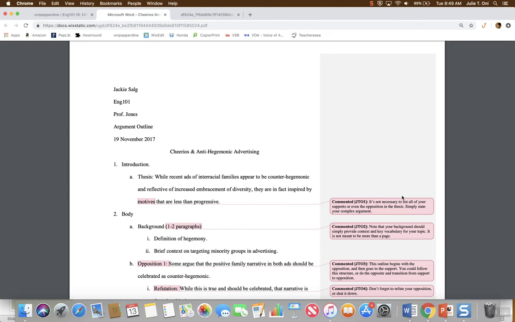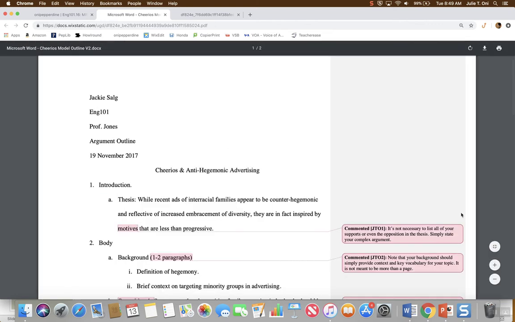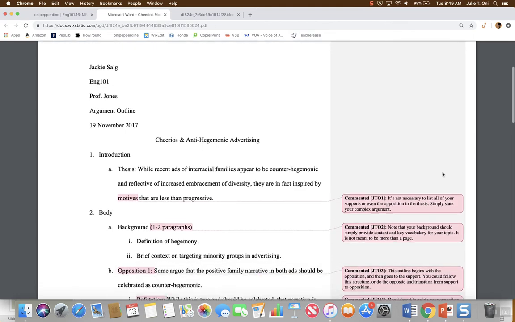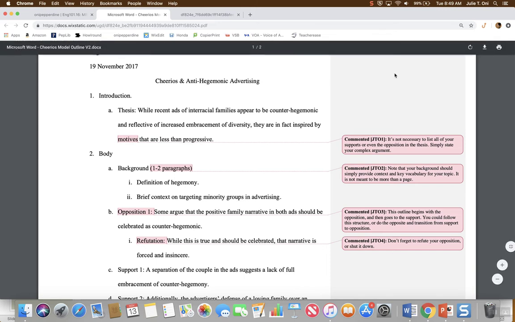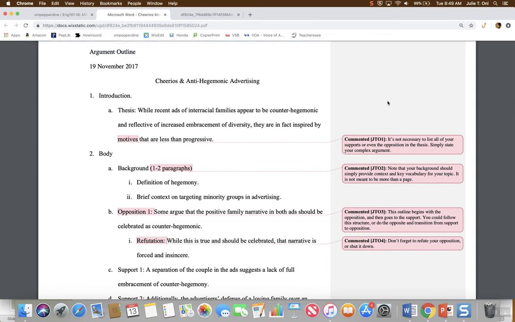You've already looked at the final product of the essay, and now I'm showing you my interpretation of how, if SOLG had begun with an outline, it would probably look something like this. So the thesis here: while recent ads of interracial families appear to be counter-hegemonic and reflective of increased embracement of diversity, they are in fact inspired by motives that are less than progressive.